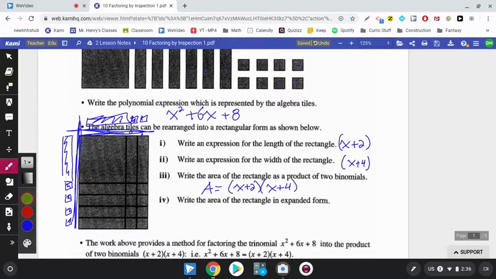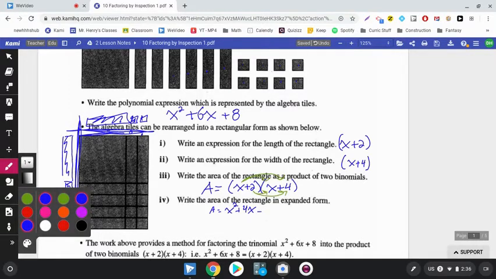It says expand it out. Well, we could do that. Repeated distribution. I distribute the x, and I get x squared plus 4x. Now I distribute the 2. You get 2x plus 8. Combine my like terms. That area is x squared plus 6x plus 8. Well, yeah, it had to be, because that's what I started with. Here's my answer. Here's what I started with.